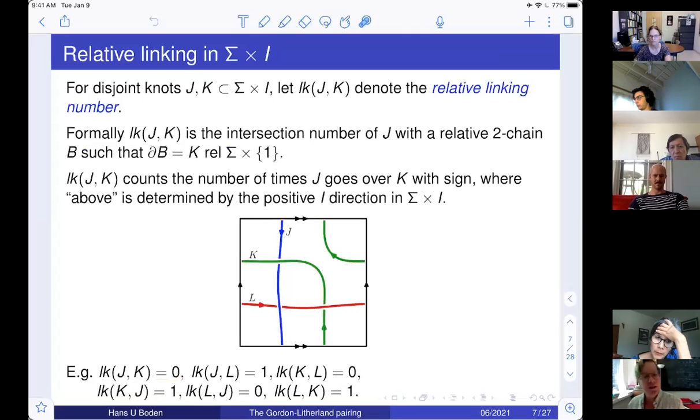So immediately you see that the linking number defined this way is not symmetric. And the other 4 linking numbers are listed here. And they're all either 0 or 1 in this particular example. Of course, if you change the orientation of a component, you change the linking number.